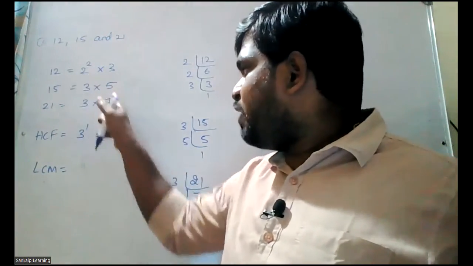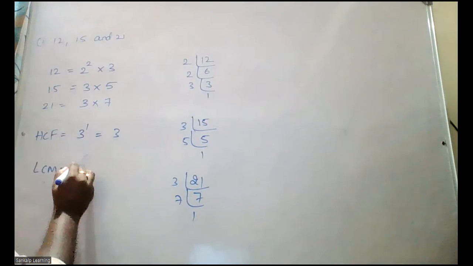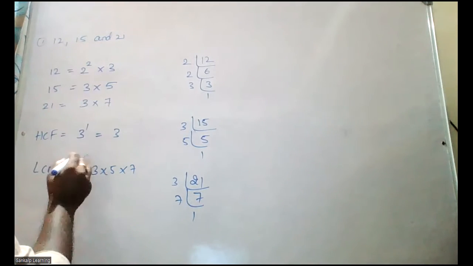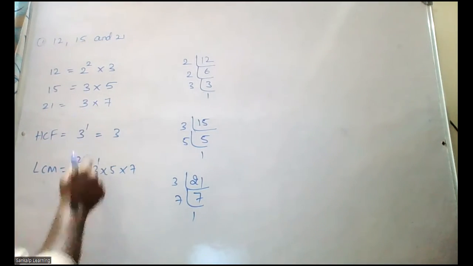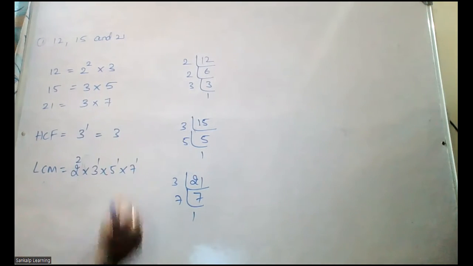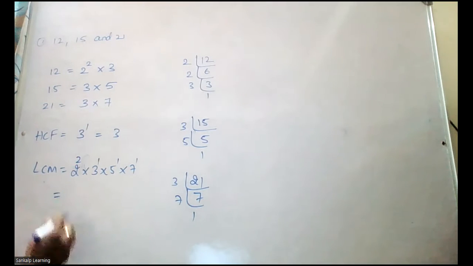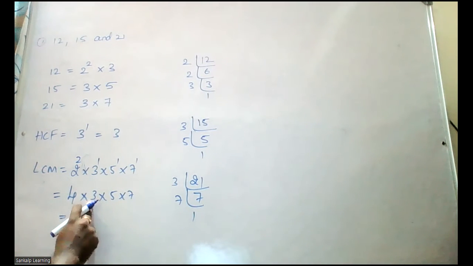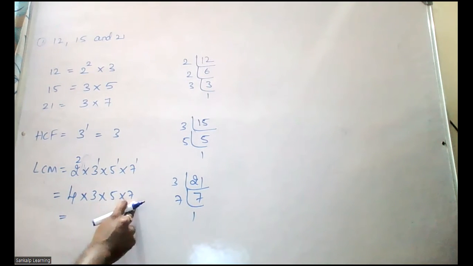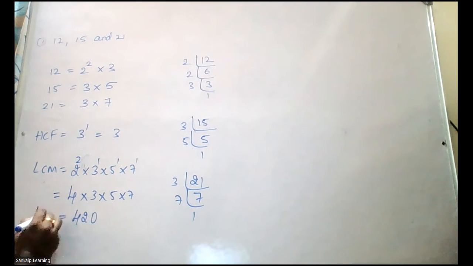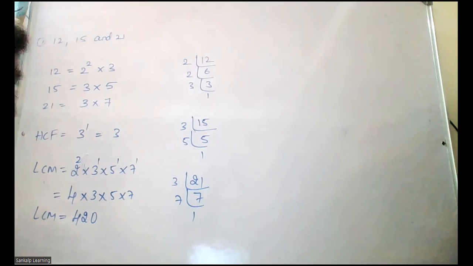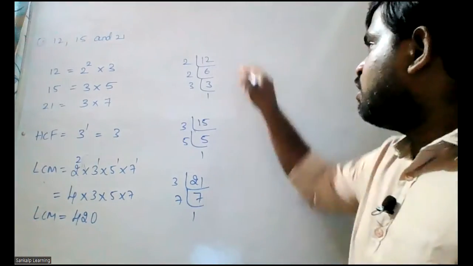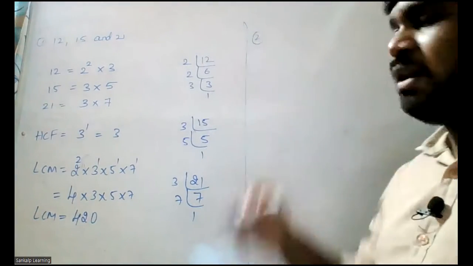Coming to LCM, all the different prime numbers involved with their highest powers. So we have got 2, 3, 5, 7. These are the different prime numbers, isn't it? So 2 into 3 into 5 into 7 with their highest powers. So 2's highest power is 2 itself, 2 square. 3's highest power is 1, 5's highest power is 1, 7's highest power is 1. So 2 square is 4, into 3 into 5 into 7, which becomes 4 threes are 12, 12 fives are 60, 60 into 7 is 420. So LCM is 420, HCF is 3. So the same procedure: we have to prime factorize the numbers, then we have to follow the rules.